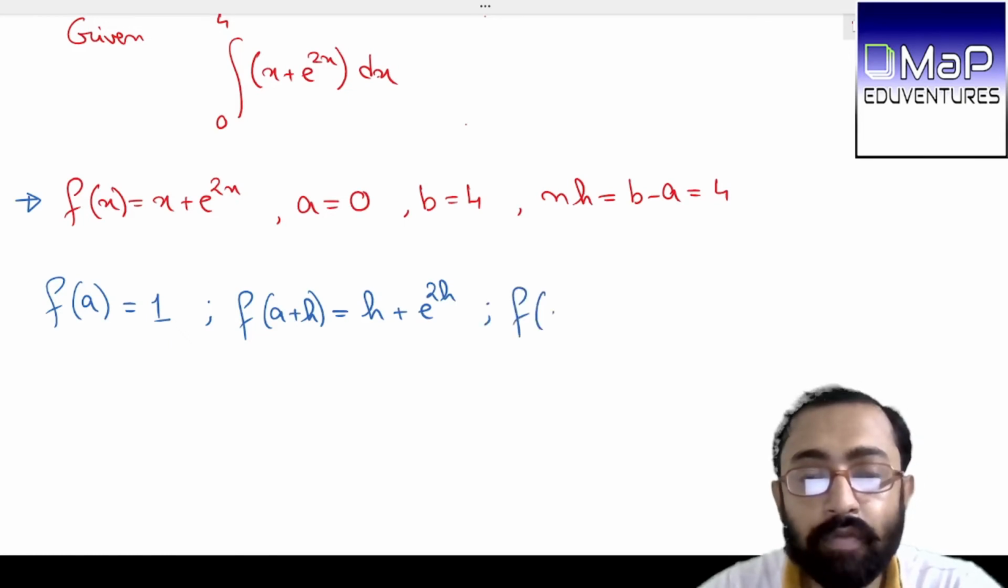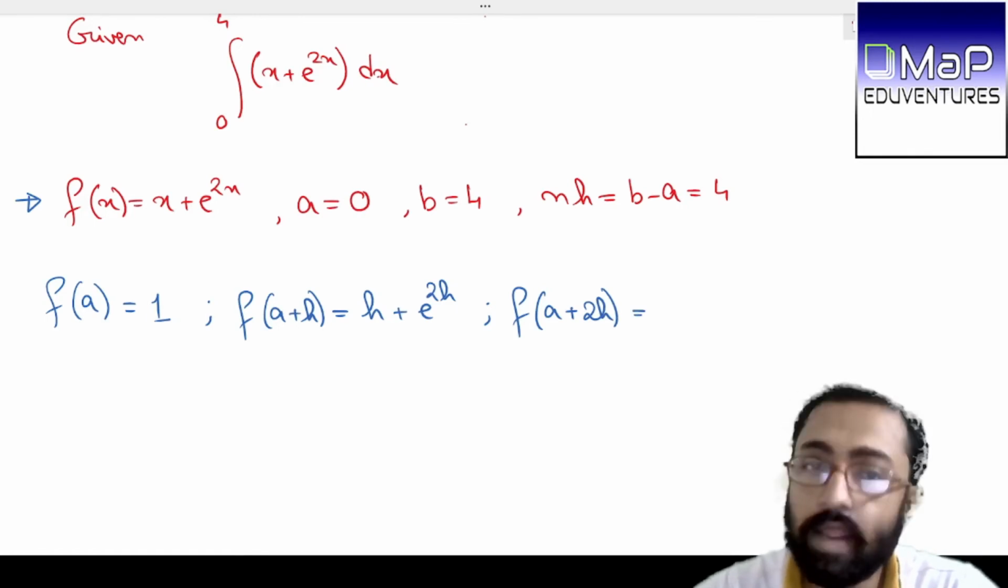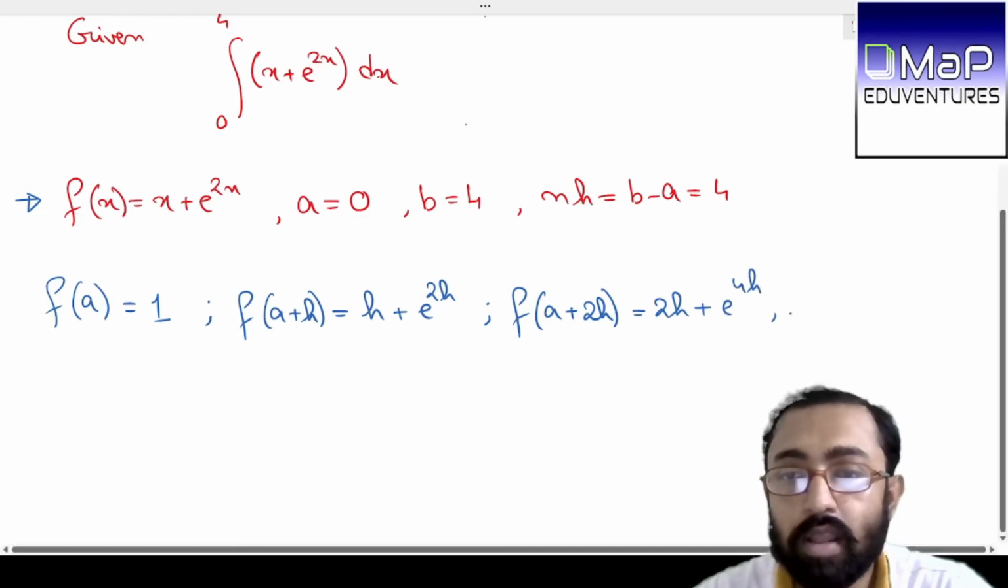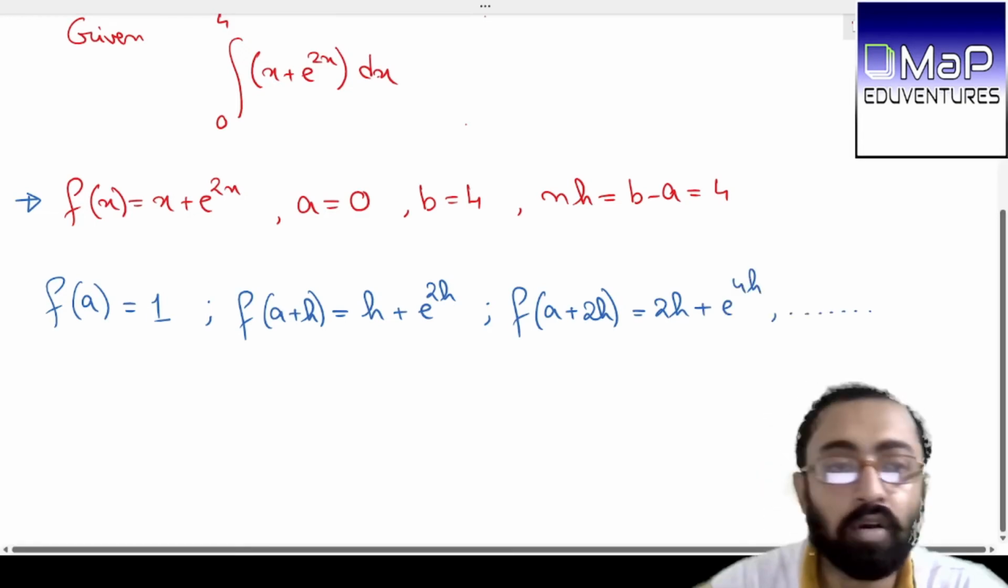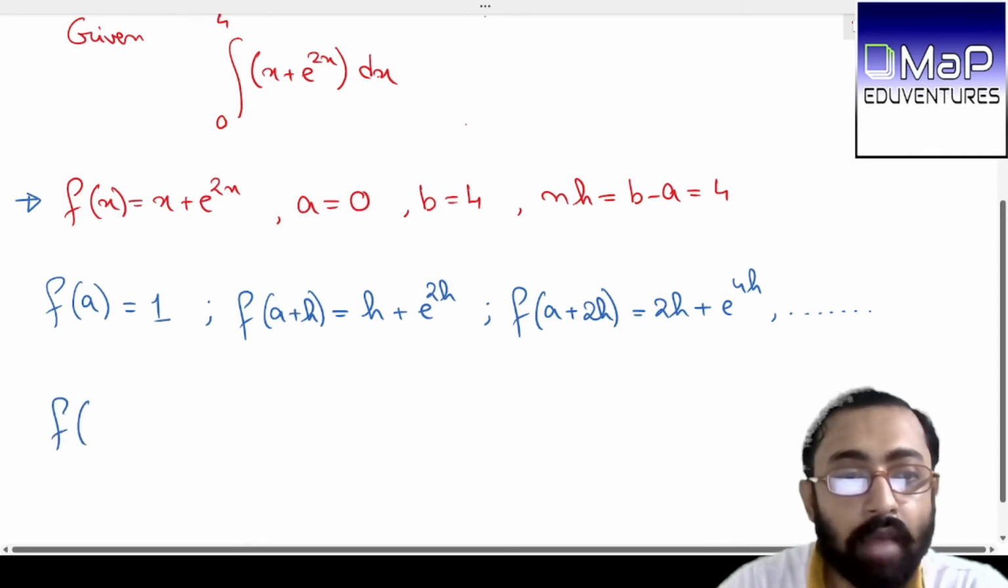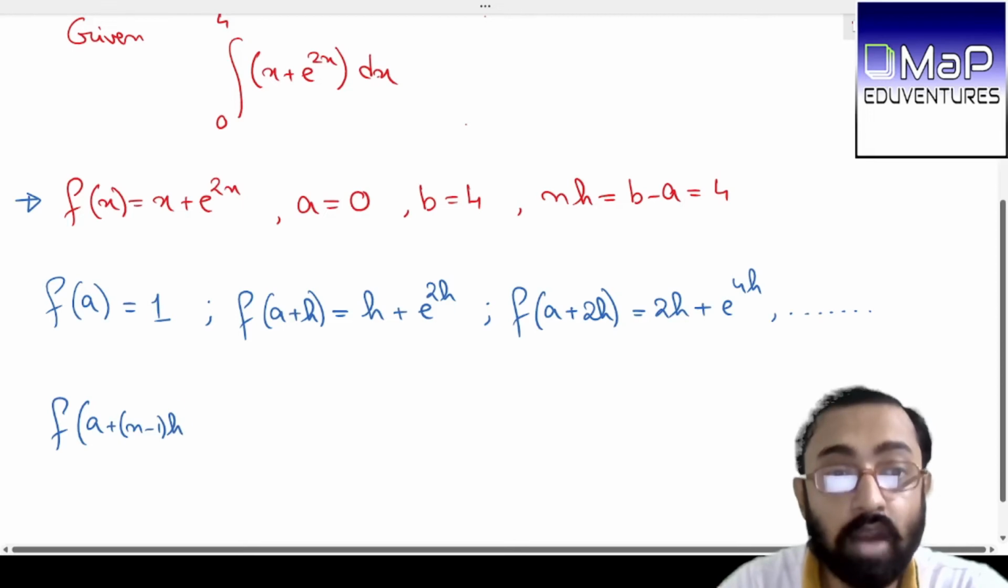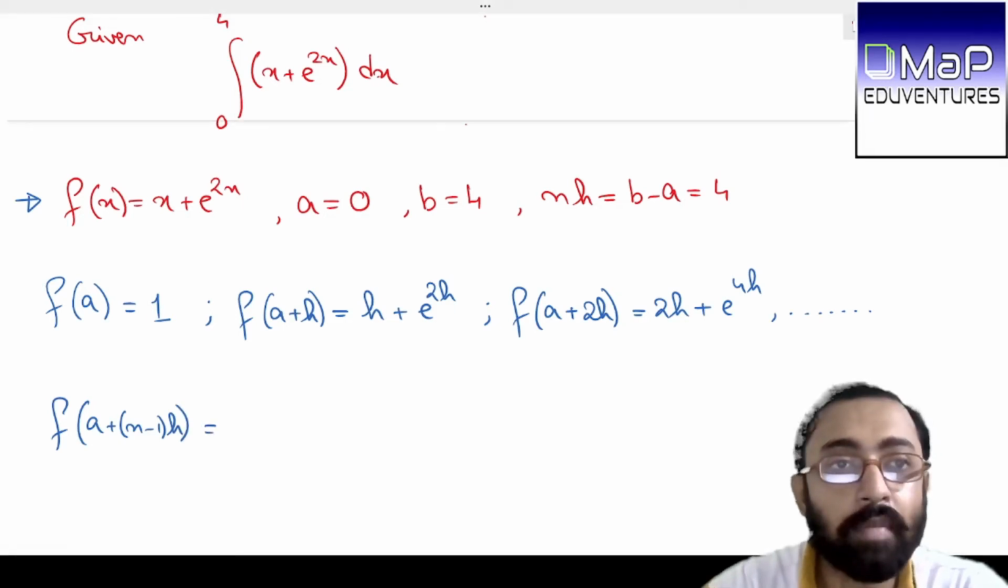Next, f of a plus twice h, then a is 0, obviously we are putting here twice h, so twice h plus e to the power 4h. In this pattern, if we move on, then how much will be f of a plus n minus 1 h, our last term. Okay, our last term, what do we get?